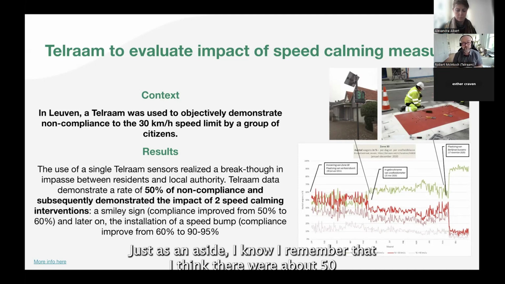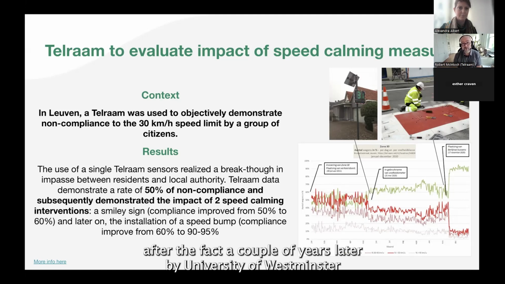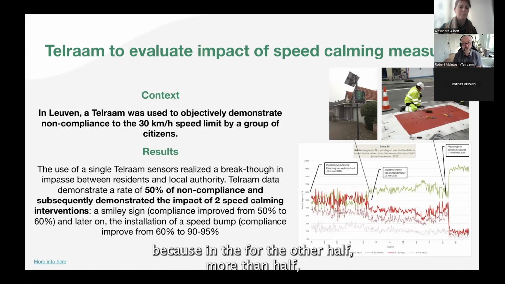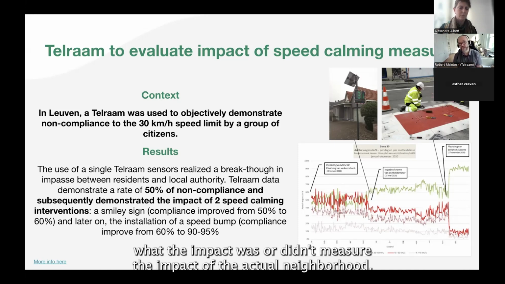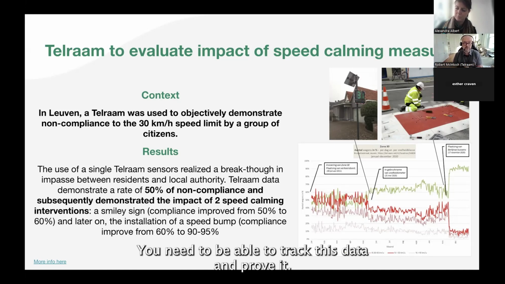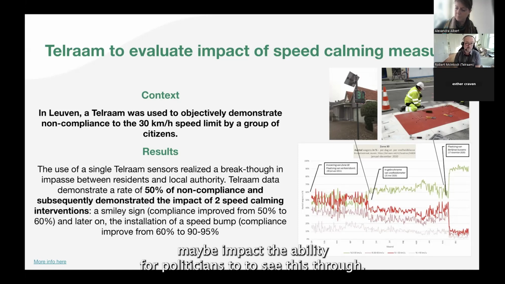Just as an aside, I remember there were about 50 local low traffic neighborhoods implemented in London during lockdown. But the report that came out after the fact a couple of years later by University of Westminster could only look at data for about 40 or 45% of those, because for the other half, more than half, they either didn't have data beforehand to see what the impact was, or didn't measure the impact of the actual neighborhood. So if you're going to make a big investment, you need to be able to track this data and prove it. Otherwise, the loud voices complaining will eventually maybe impact the ability for politicians to see this through.